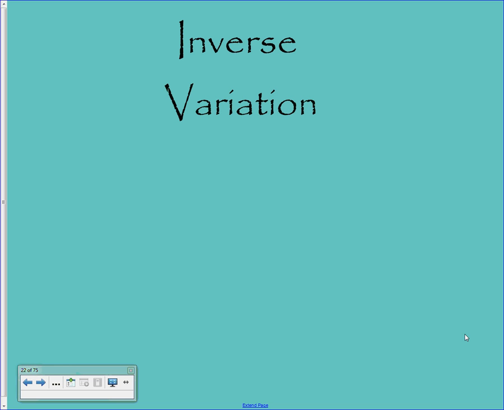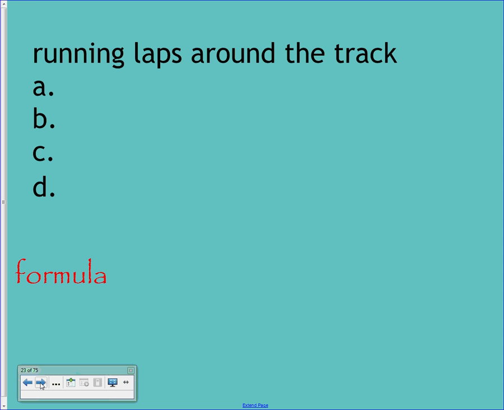So far in chapter 2, we have talked about direct variation, and the opposite of direct variation would be inverse variation. So let's think about what this means. If you were going to track practice and you were thinking about running laps around a track, what does your time depend on? Well, your time for one lap depends on how fast you run it, so it depends on your speed. As the speed of the runner increases, so the faster you go, what happens to the lap? Well, the faster you go, the time decreases.